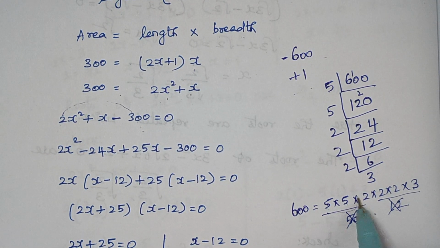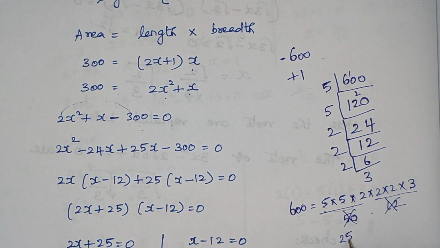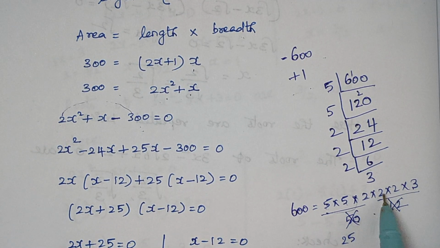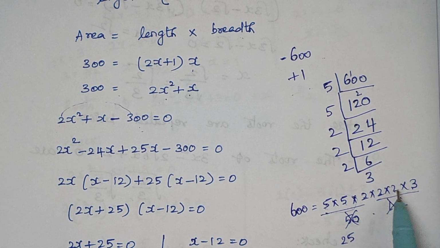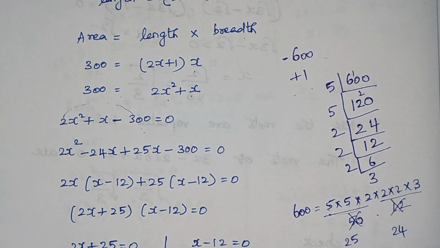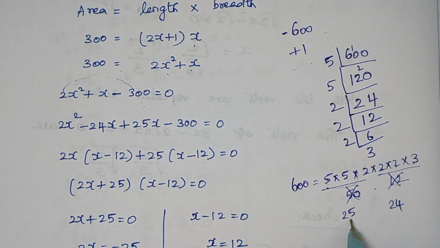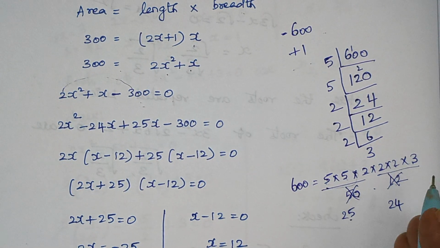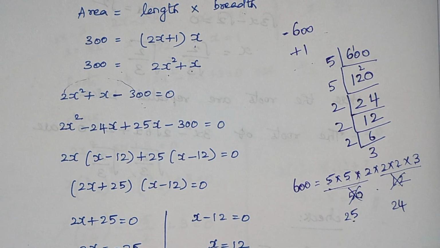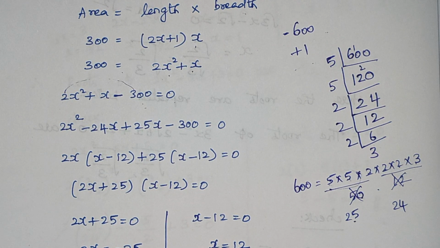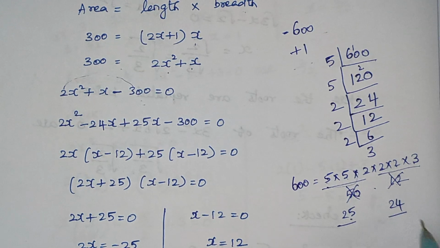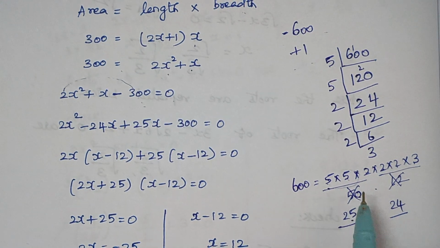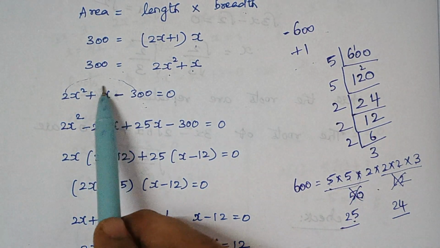Therefore here we are going with 5 5s are 25, and here 2 2s are 4, 4 2s are 8, and 8 3s are 24. So now this 25 into 24 will give you 600, and 25 minus 24 will give you plus 1. So now we are going with these two numbers. So here you see we need a plus x.